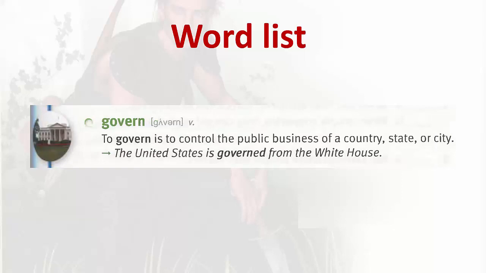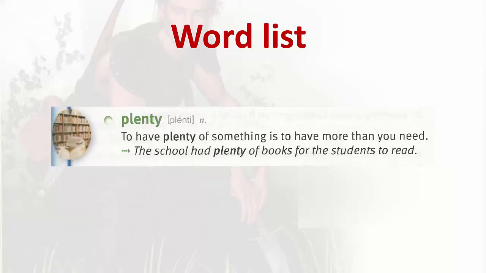Govern. To govern is to control the public business of a country, state, or city. The United States is governed from the White House. Plenty. To have plenty of something is to have more than you need. The school had plenty of books for the students to read.